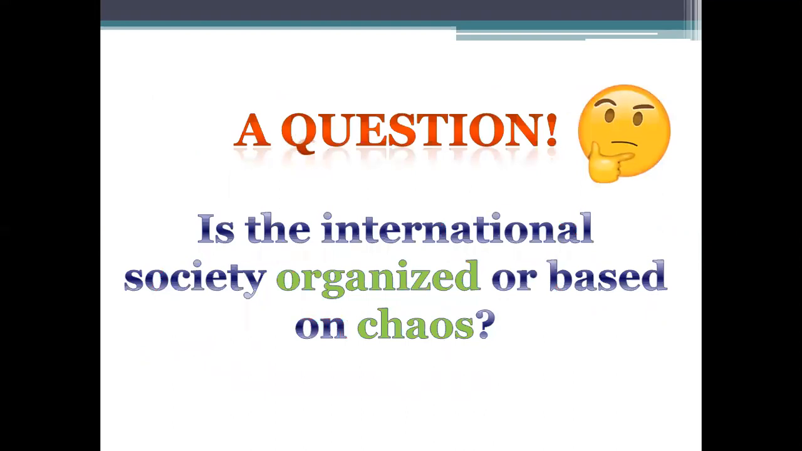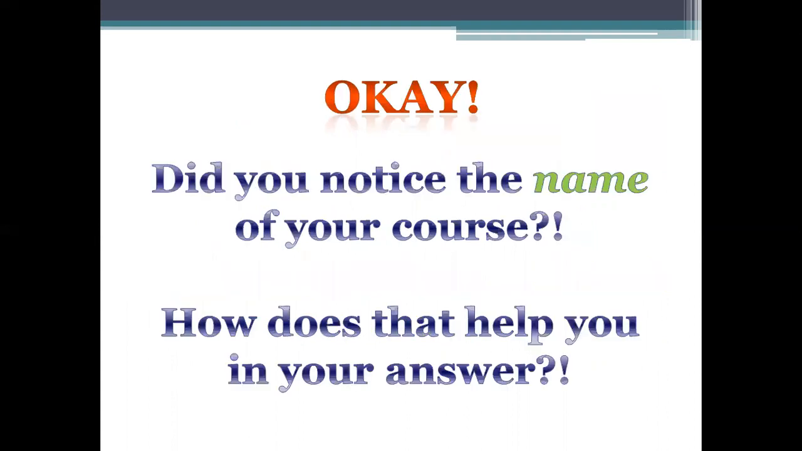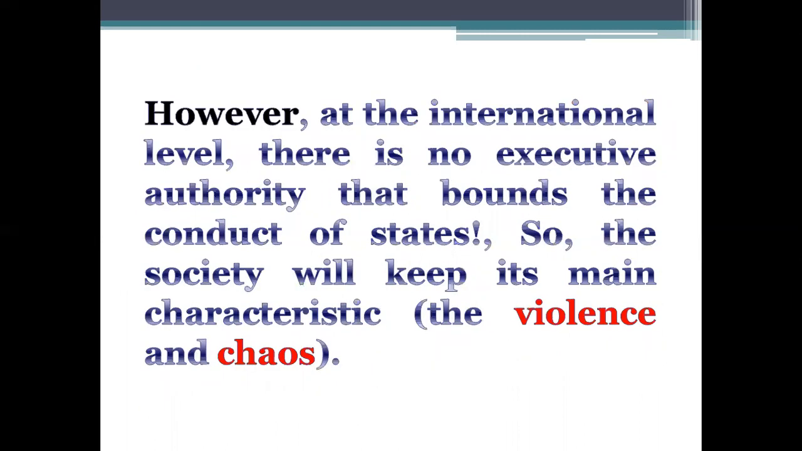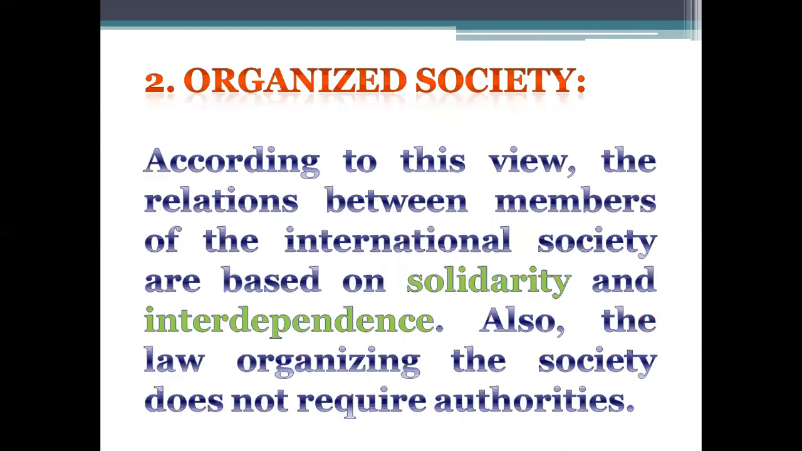discussed whether the international society is an organized society, or even a society based on chaos. We reviewed two kinds of points of view. The first one says that the international society is an anarchist society, and there were many reasons to support this idea, and it was led by the jurist Hobbes.